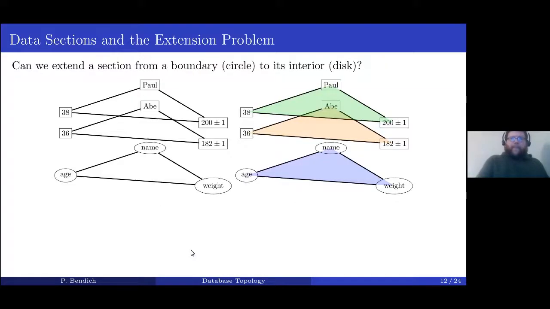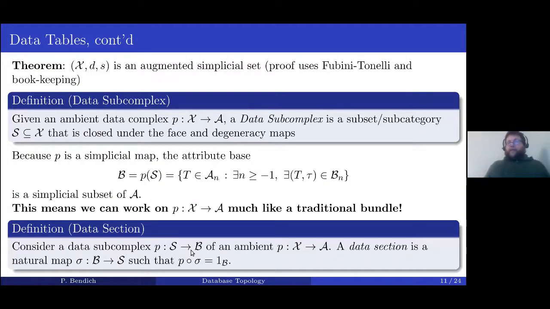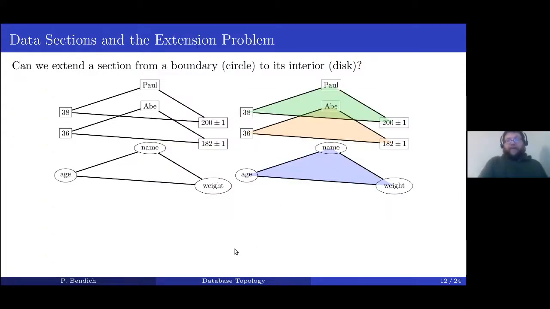We can talk about something called a data section. And now we're going to start getting to the obstruction theory. So if you have your base downstairs, you have the data tables you currently have upstairs, and you're sitting inside some ambient thing, which is all the data you could ever possibly dream of. A data section is just sort of what you might imagine it is. So for example, a data section up here might be 38 Paul 200, 36 A 200 or so.